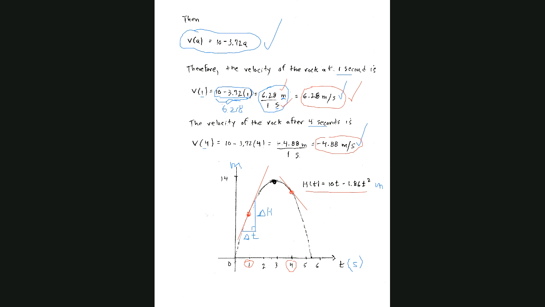What's the slope there? Is the slope positive or negative for this second tangent line? Negative. And what's its value? Good, everybody. What's its slope? What's the slope of the tangent line? Negative 4.88. Good.